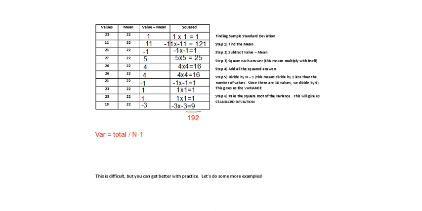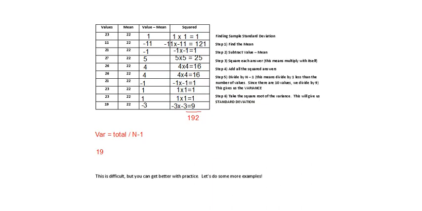So I would like to do 192 divided by 9, which is equal to 21.33. And that is the variance.